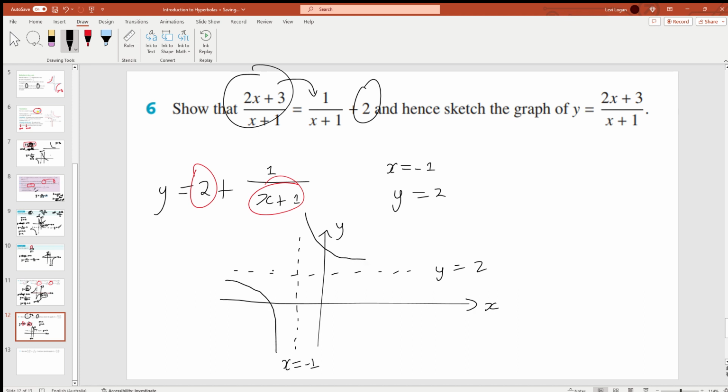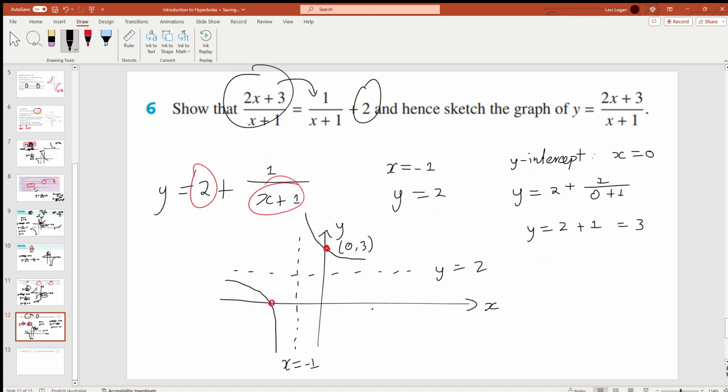And from our drawing, we can see, all right, we've got a y-intercept and an x-intercept. Okay, so let's find the y-intercept. So y-intercept, x equals 0. So you get, all right, y equals 2 plus 1 on, and then you replace the x with 0, so 0 plus 1. So you get y equals 2 plus 1, because 1 divided by 1 is 1, so you get y equals 3. So that point there will be (0, 3).